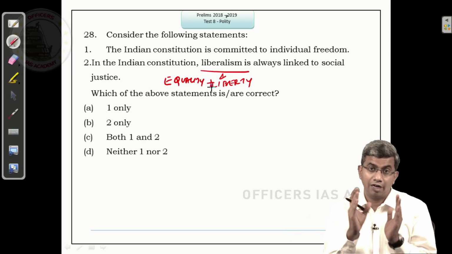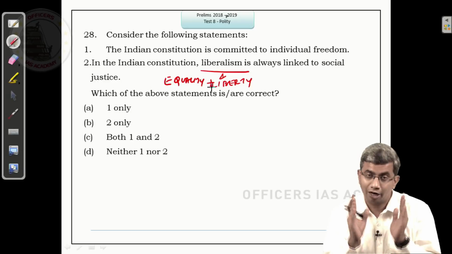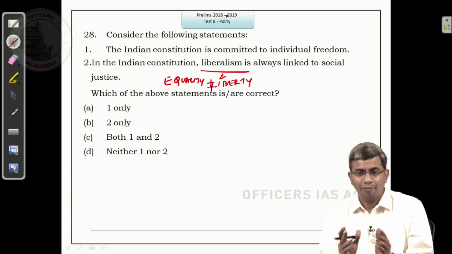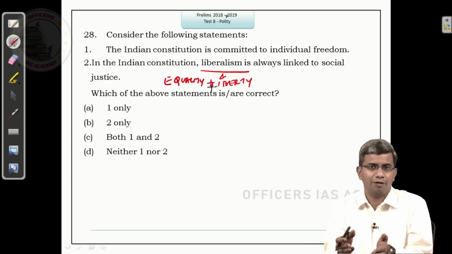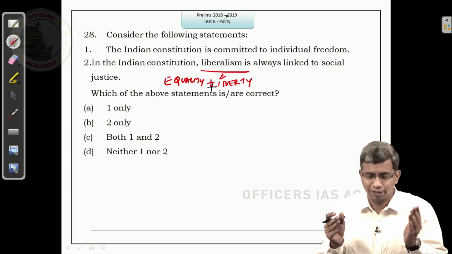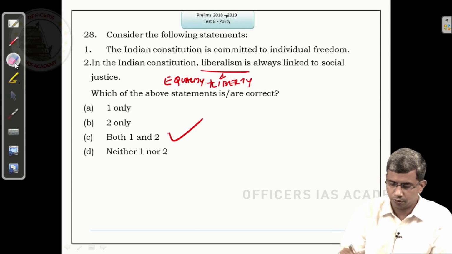Even if you have done that, don't lose heart. You should be glad that you have been able to analyze so much, right? But this is liberalism, which is equality plus liberty. And guys, I did not create this statement. It is again picked straight from your NCERT book, right? So, the correct statement is C, both 1 and 2.